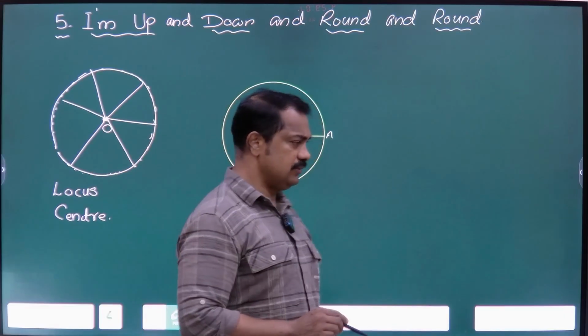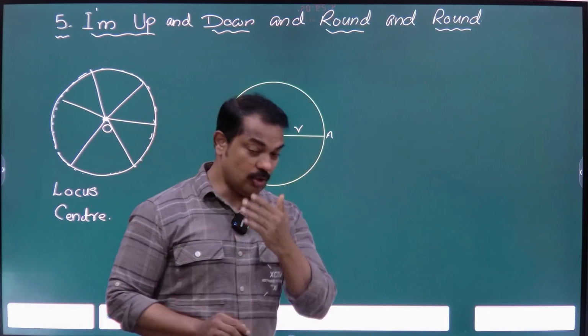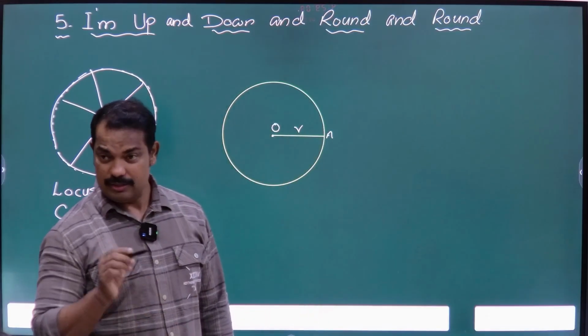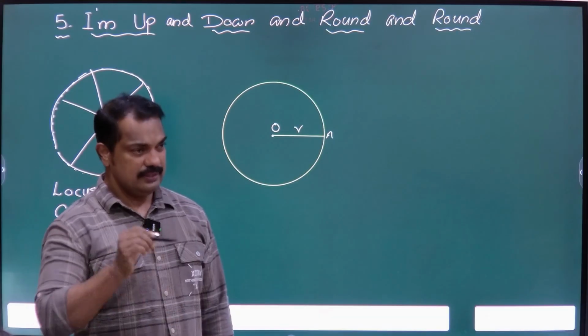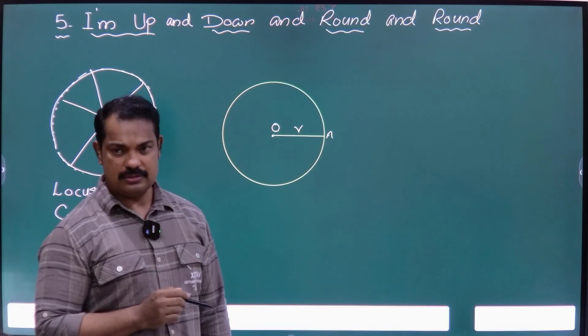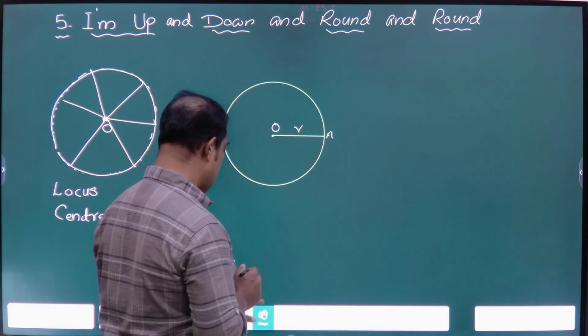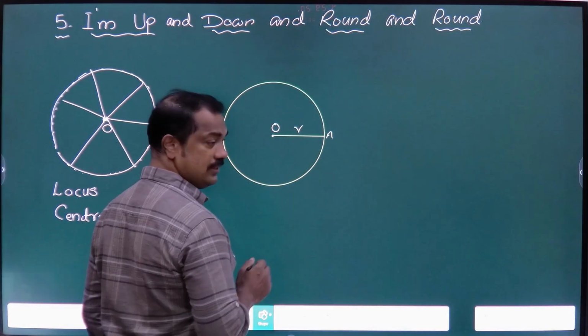What is radius? The distance of any point on the circle from the center is called radius. Clear?